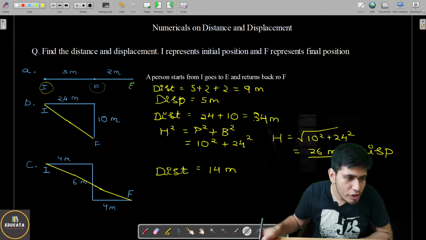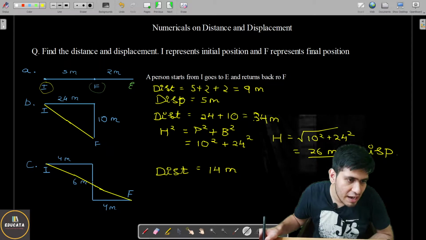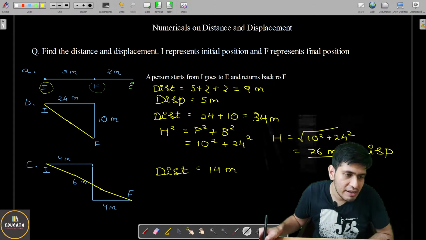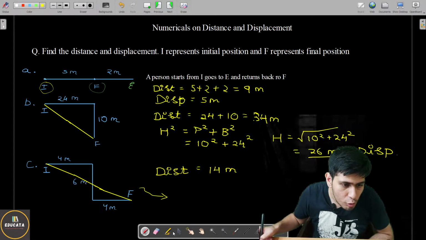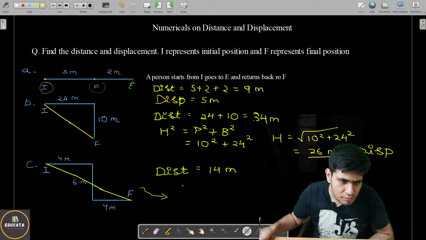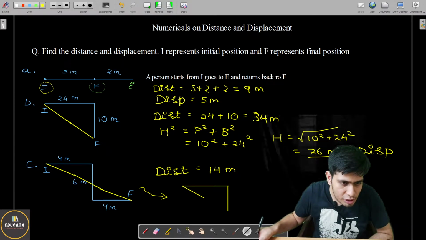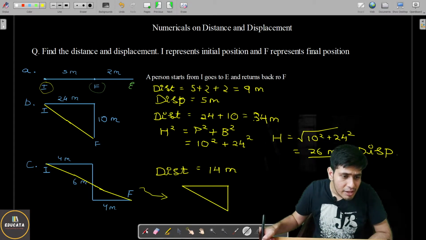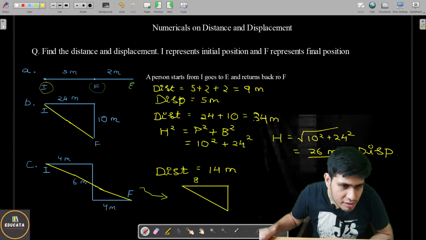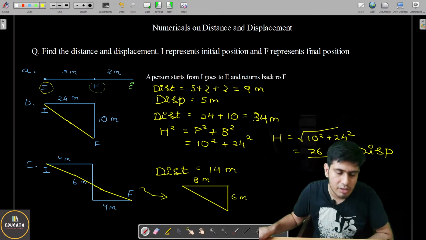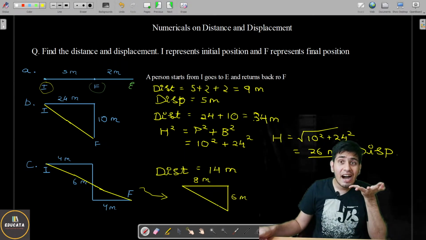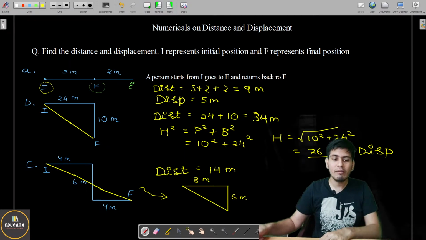See, it is easy. What you can do, you can move this particular line at this position and this particular line at this position, meaning that you can construct an equivalent figure which will look something like this. Now, is it easy? This becomes equal to 8 meters and this becomes equal to what? 6 meters.